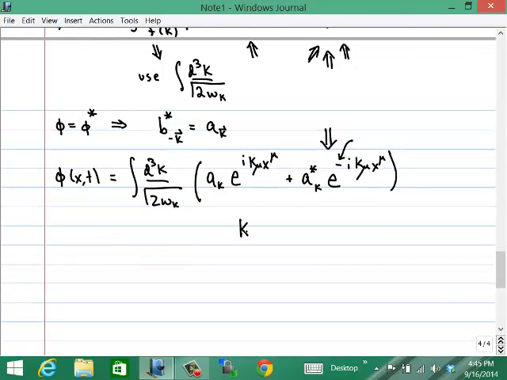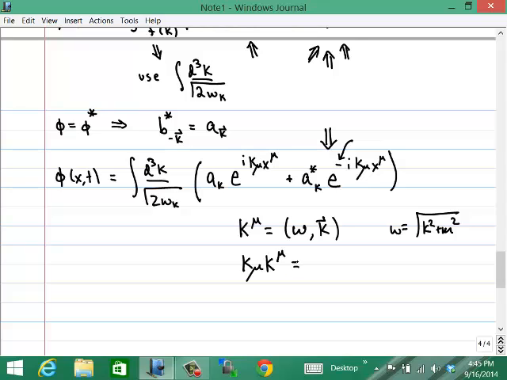Here, k mu is the energy momentum 4 vector whose components are omega and k, where omega is the square root of k squared plus m squared. And this obeys essentially the equation of motion that says that the 4 vector k squared is equal to m squared. I hope so. I always get confused with signatures. Yes, k squared is equal to m squared. Good. Okay.